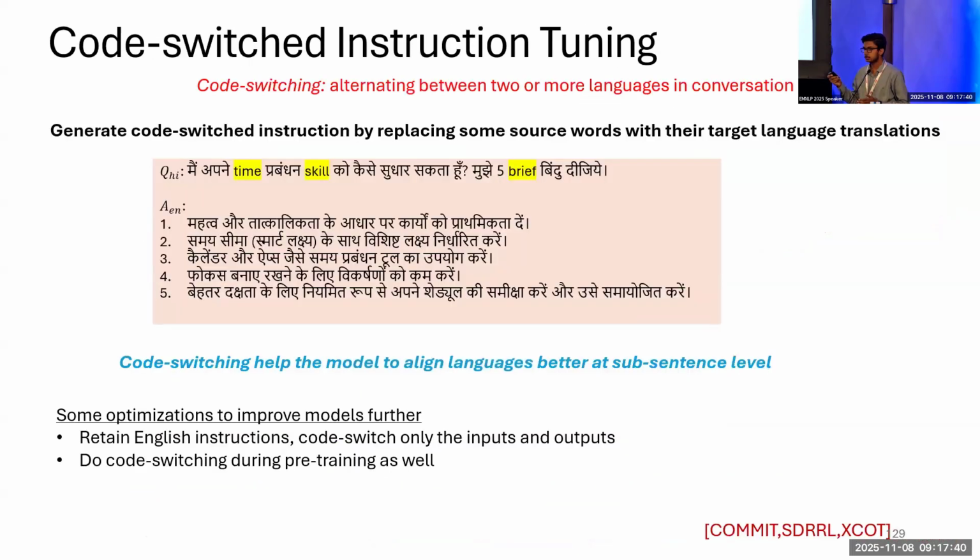Another thing you can do is code switched instruction data. So what you do is replace certain tokens in English with your target language or vice versa. This again helps the model to align better at sub-sentence level. And as some optimizations that you can do to improve the models further, you can retain the English instructions and code switch only the input and outputs. You can do code switching during pre-training as well.